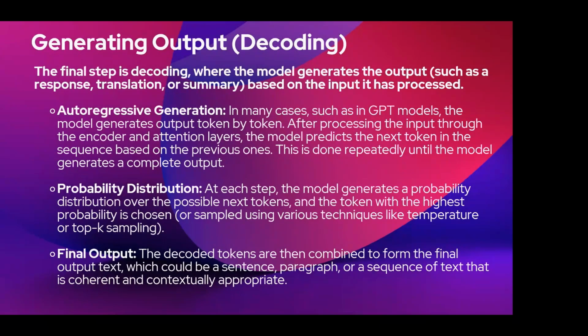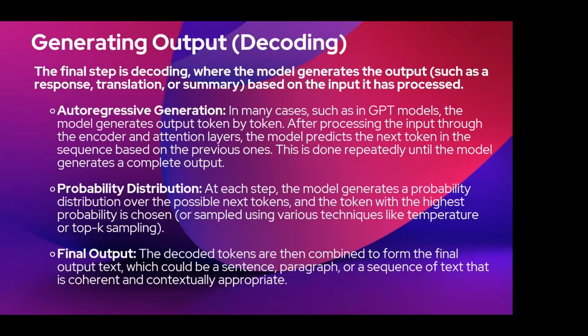The next step is that the model generates a probability distribution over the possible next tokens, and the token with the highest probability is chosen. So it will actually generate a number of tokens. For example, for the given sentence, it generates 10 to 15 tokens. It will assign a probability value and the highest value is chosen. The decoded tokens are then combined to form the final output text, which could be a sentence, a paragraph, or a sequence of text that is coherent and contextually appropriate.